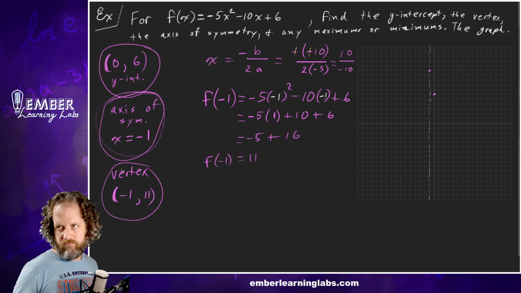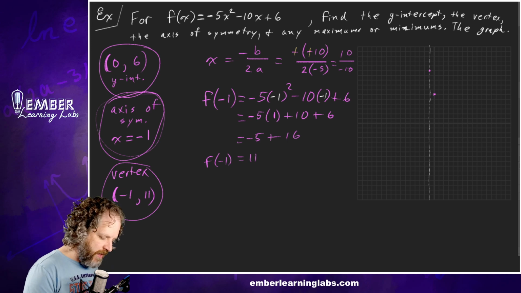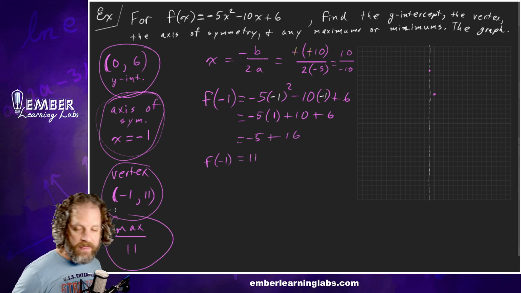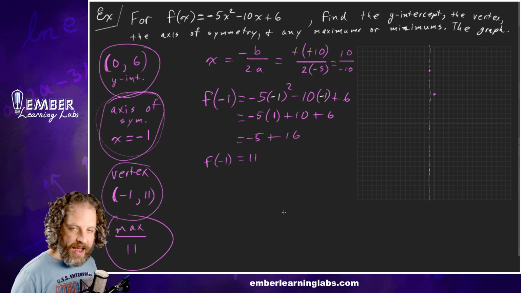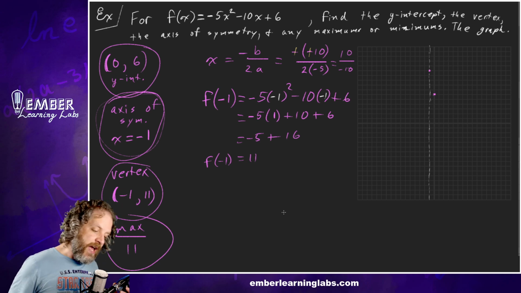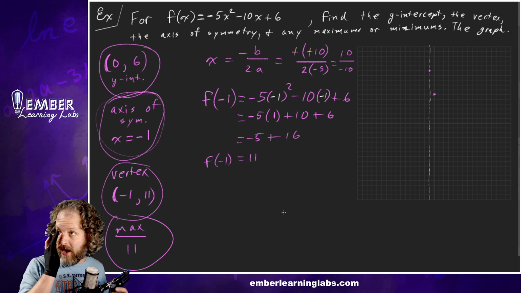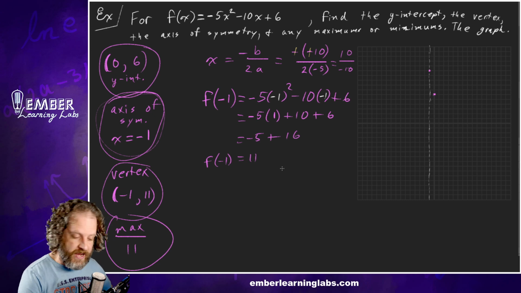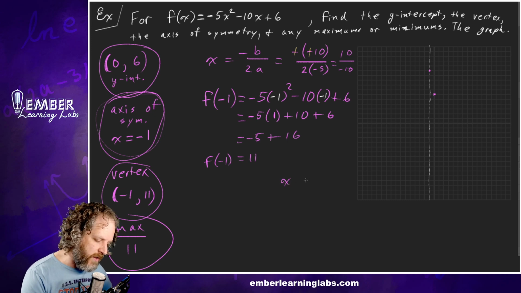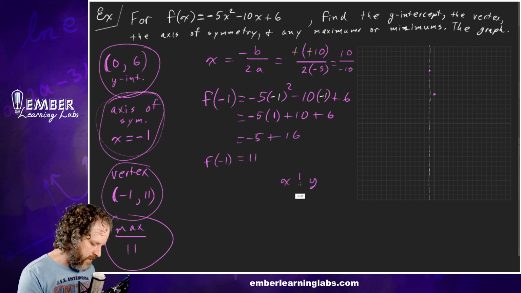So we need the maximum. Maximum is going to be at 11. Right? There's all our pieces, right? So it's this part, all the things. Now we need to finish graphing it. So here is how to figure out what points to plug in. So we've got the vertex on there. So we're going to make a little table of x, y.